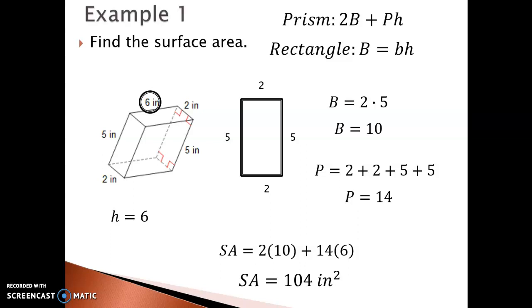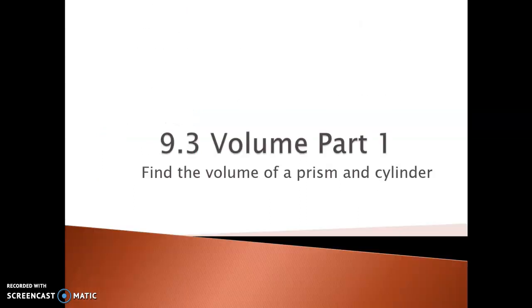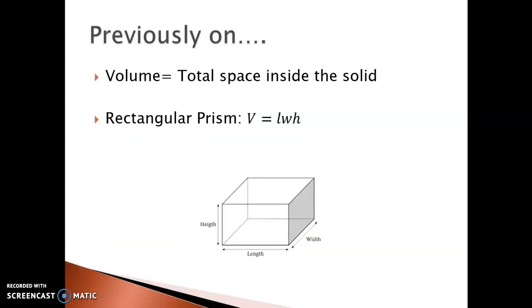Now, all 3 different ways will work. It's whatever way works best for you. You're given options. And now we are going to find volume of a rectangular prism. So last time we found out that the volume of a rectangular prism was the total space inside the solid. We found on a rectangular prism, if we multiply the length times the width times the height, then we got our volume. Now, of course, that again only works for a rectangular prism.